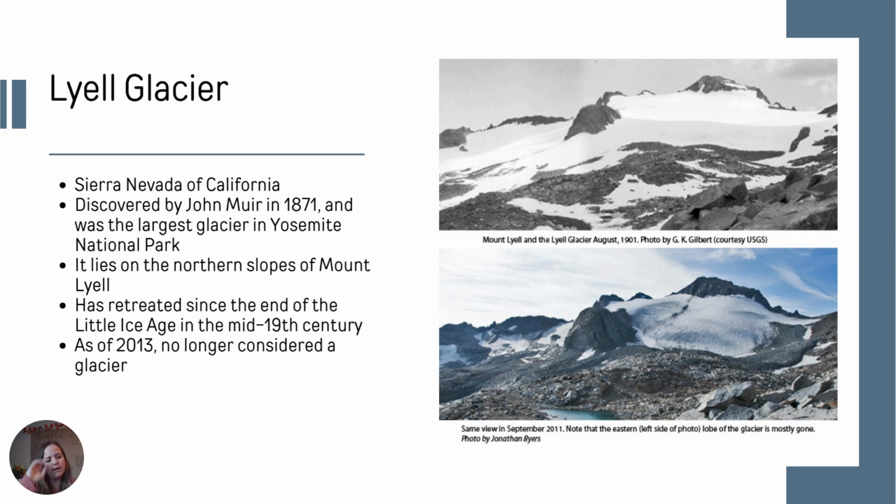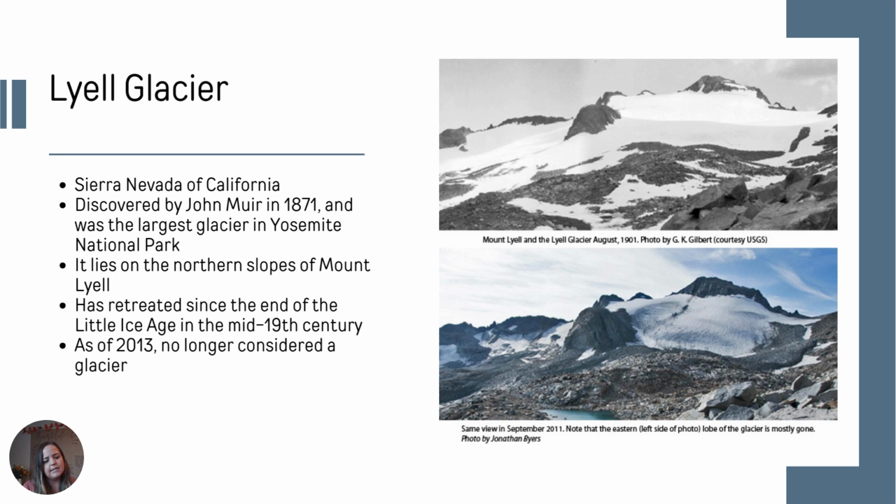And so a lot of the areas up there are known as the John Muir Wilderness, or if you've ever heard of the John Muir Trail, all of those things are named in his namesake. This is the largest glacier that's in Yosemite National Park. It lies on the northern slopes of Mount Lyell, and it's been retreating since the last little ice age, which was around 14,000 years ago.